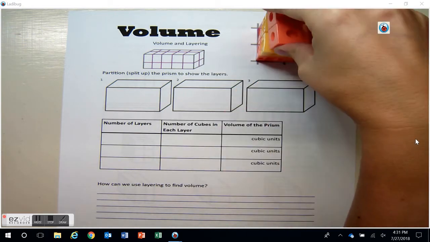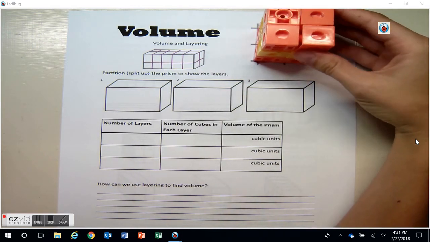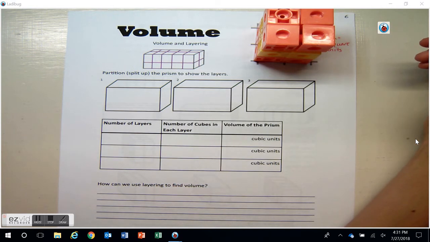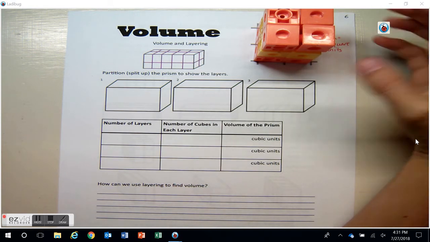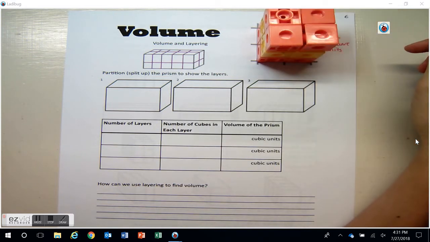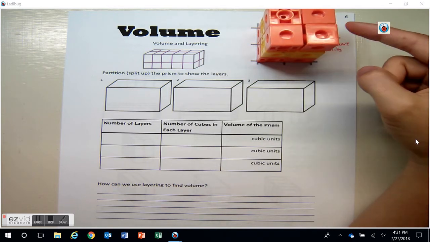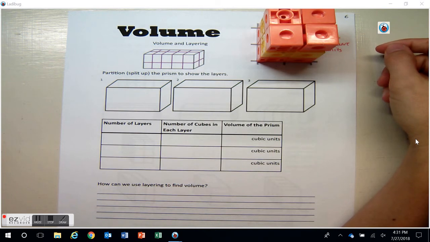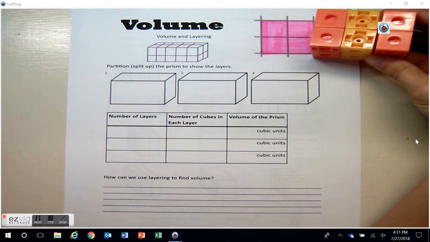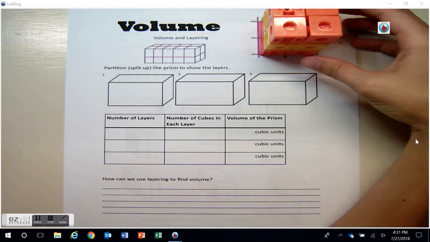Well, what if I add another layer? So now I have a 3-story structure. Did I change the volume? You betcha. Did I change the ground floor? No. What's the volume of my new prism? Well, my new prism has another 4, 4, and 4, so that's 12 cubic units. Notice the whole time my ground layer, my first floor, did not change.